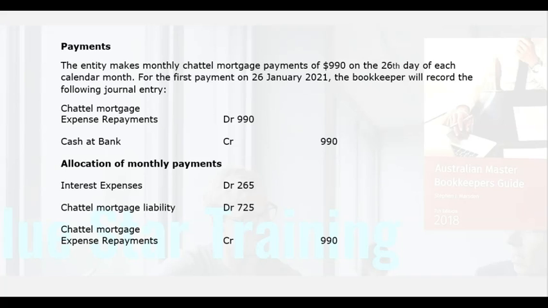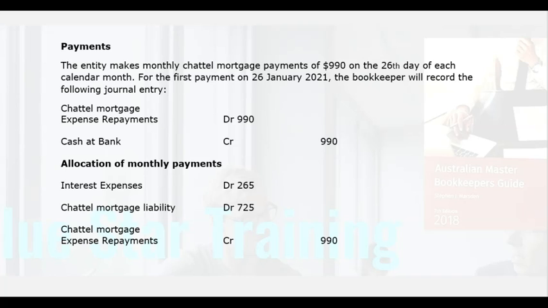The interest expense component is calculated using a loan schedule. This chattel mortgage schedule will show the interest expense over the term of the loan and the reduction in the liability for each payment. We have a full example in Chapter 7 of the textbook. Your accountant will normally prepare this schedule, but we'll have a video on this subject very soon. So our journal entry: chattel mortgage expense repayments debit $990, cash at bank $990 for each repayment.